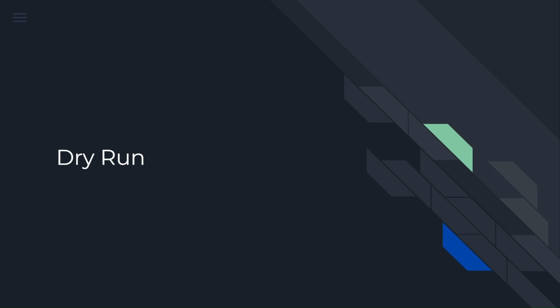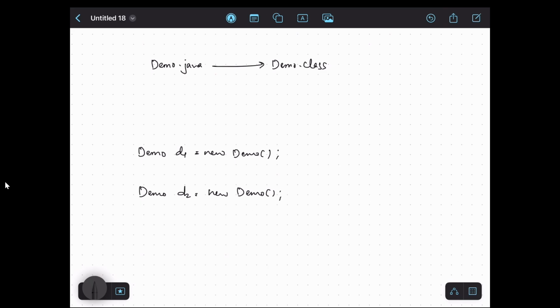If you remember, we said that a runtime representation of the class is created, which is an object of class, and that class is java.lang.Class. That we will understand as part of the dry run. In this example, suppose we have a Demo.java file, and when we compile it, we get a Demo.class file. Then somewhere in the code, we are creating two objects of this Demo class, which will be executed later. But first, when we run the program, this Demo class will be loaded by the JVM.